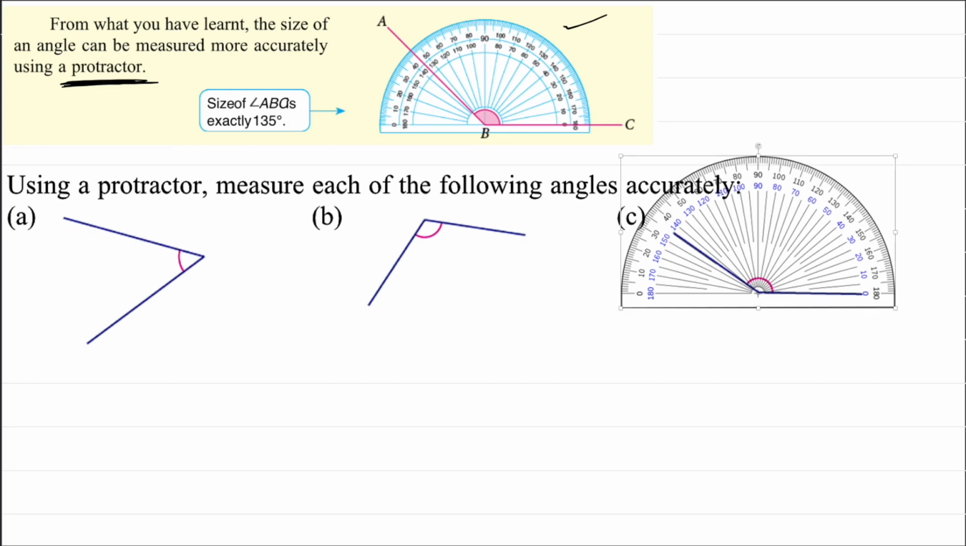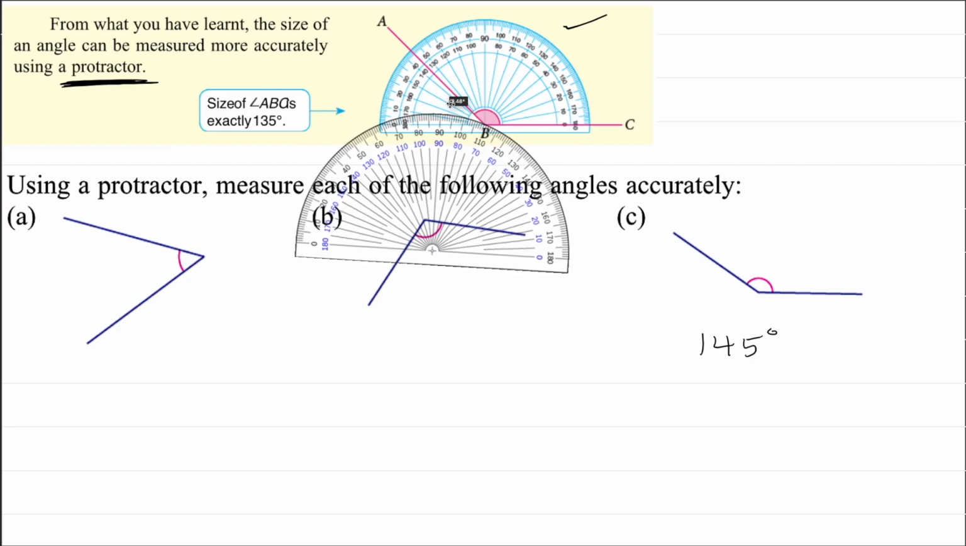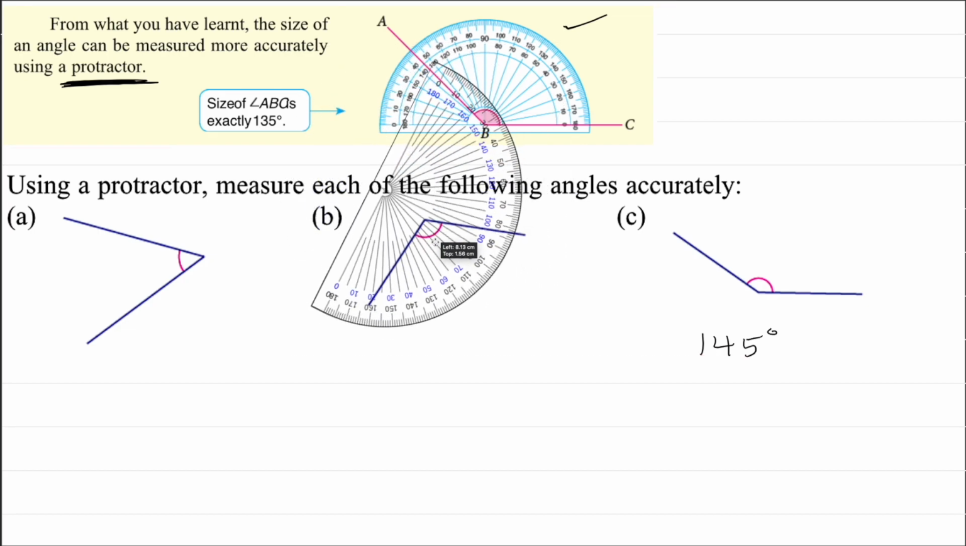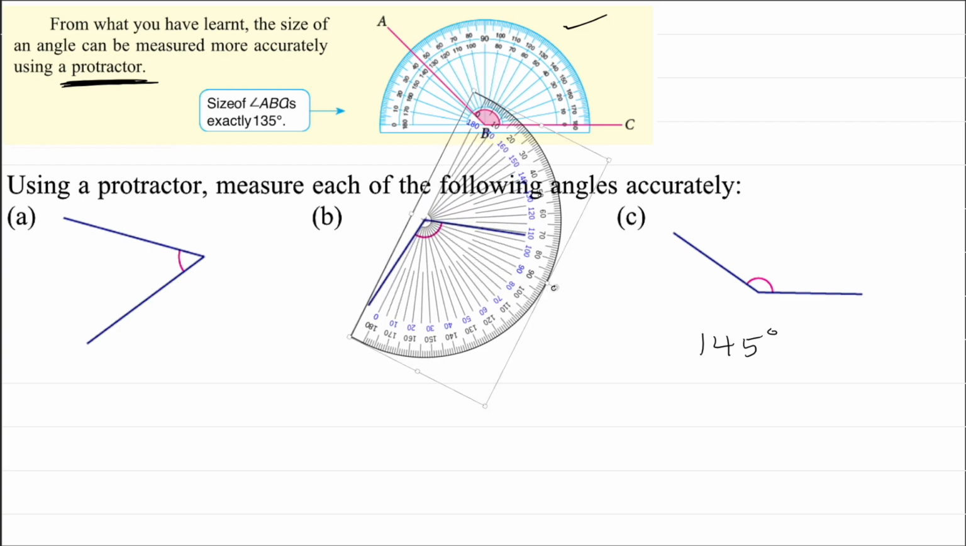145 boleh, 146. 145 lah. Kalau ikut kat sini. Okay, so this one 145 degrees. Okay, lepas tu tengok pula yang second tu. Alright, so kalau dia macam ni, macam mana kita nak measure? Kita pusingkan kita punya protractor tu. Tak ada masalah, boleh. Measure macam tu. So make sure dia punya line tu kenalah.